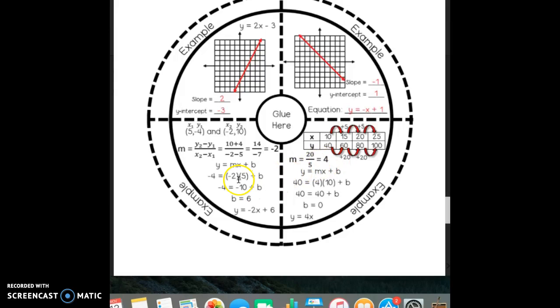And then you're going to do the same thing you did over here on this side, picking one of these points for your x and your y. So 40 equals my slope of 4 times my x value of 10 plus b, and b is going to equal 0. Because b is 0, you don't have to write it. So it would just be y equals 4x. Okay?